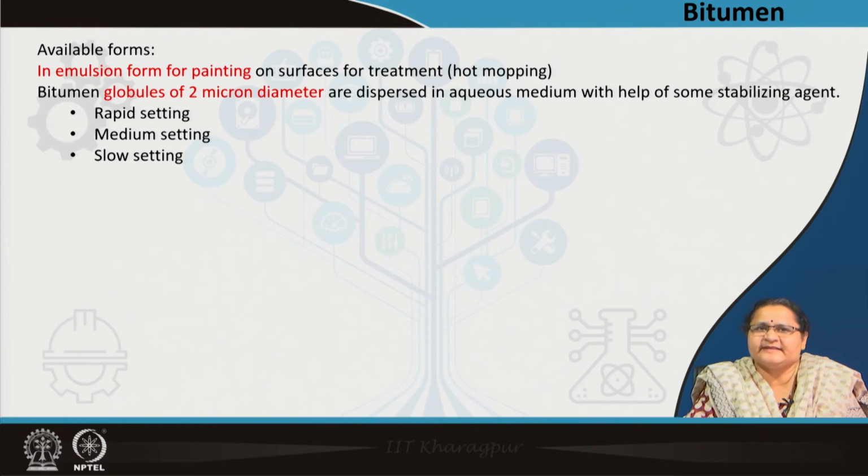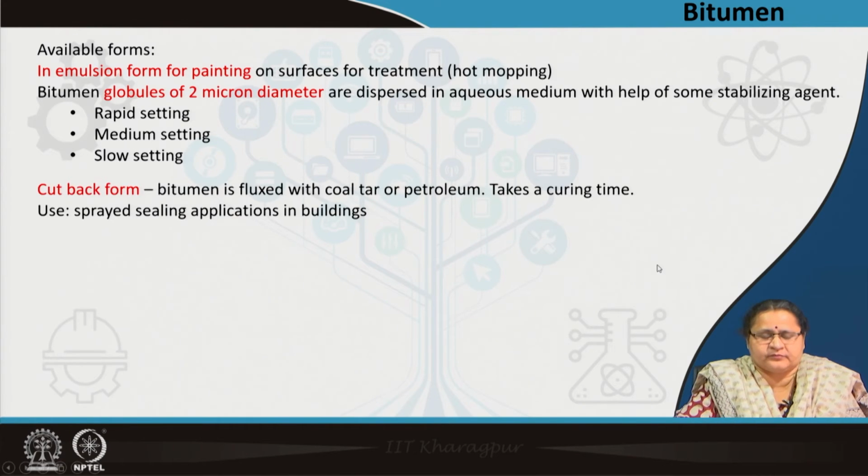So, we have rapid setting, medium setting, slow setting. Usually it is petroleum or spirit or naphtha. These three of them are the medium onto which these globules are dispersed, and this gives you the paint like or hot mopping or brushing like form of bitumen.